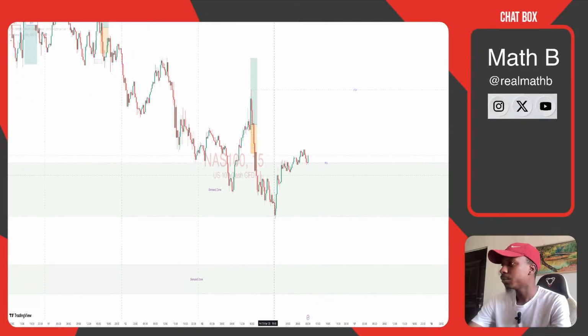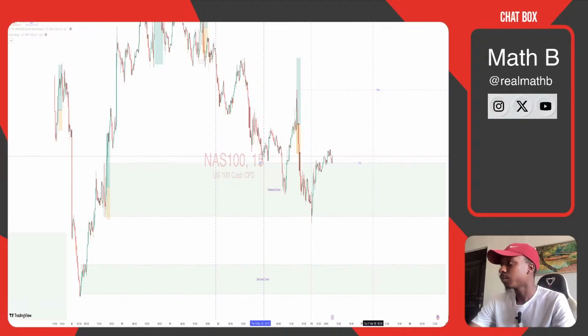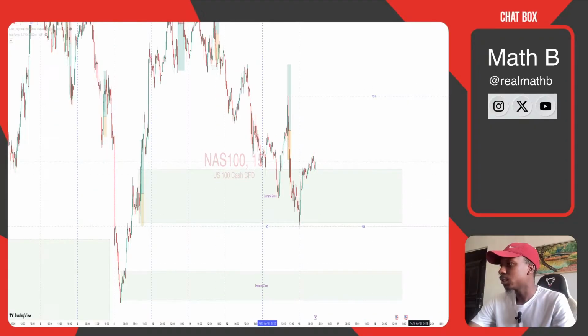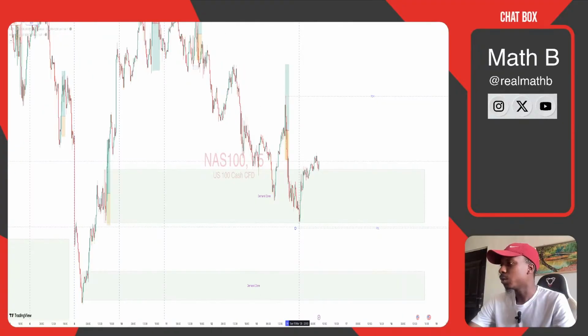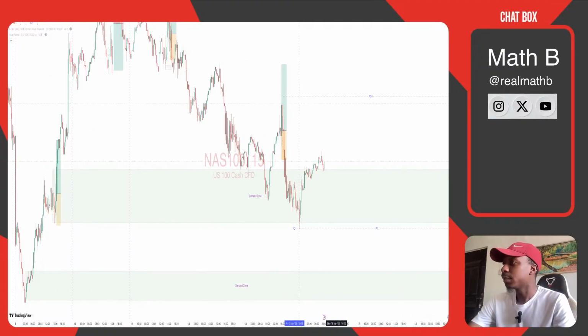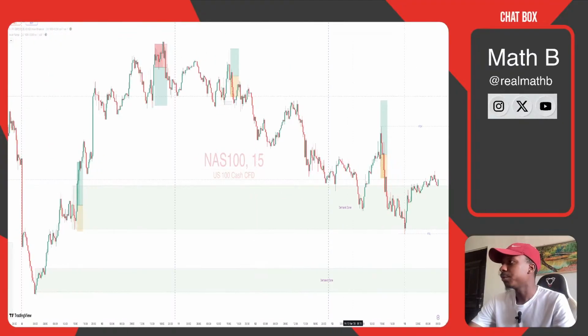Previous day low is going to be the lowest candle of Friday. So this is the lowest candle, somewhere here. Let's see. Okay, so this level is the lowest candle for NASDAQ on Friday. So that's going to be the previous day low.